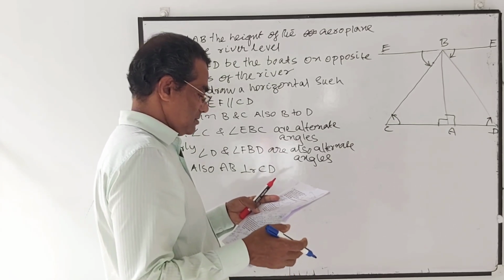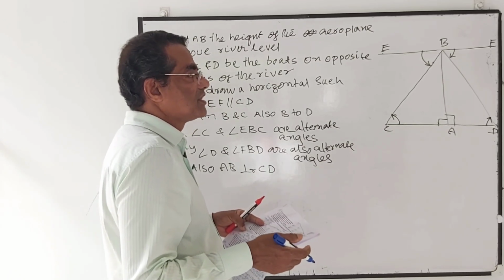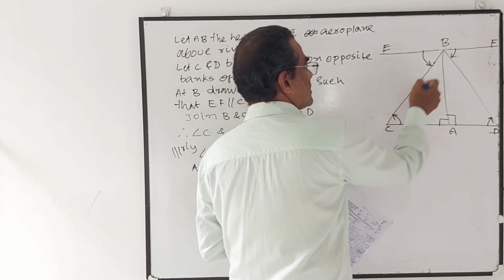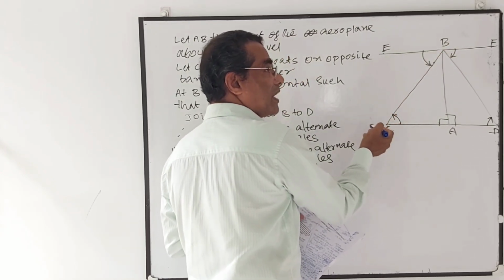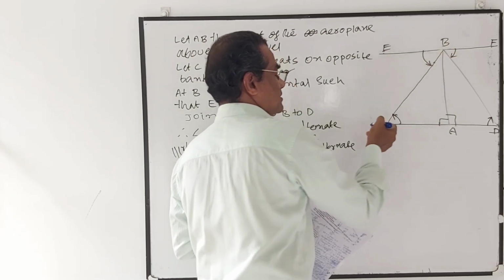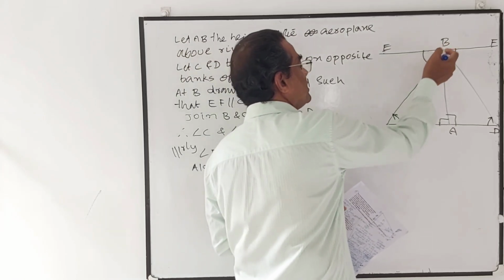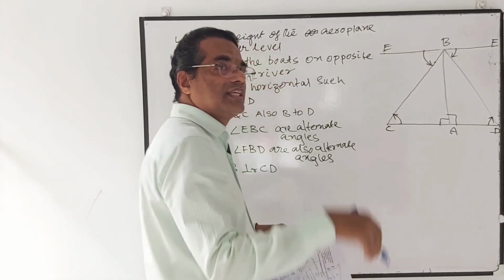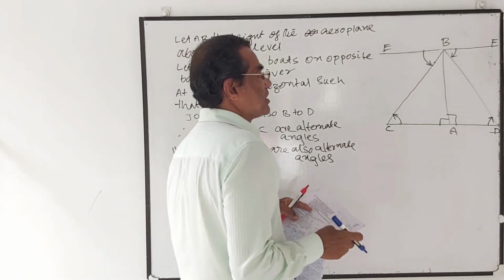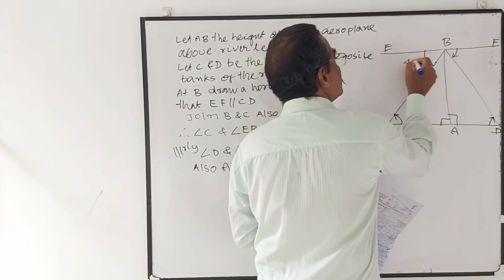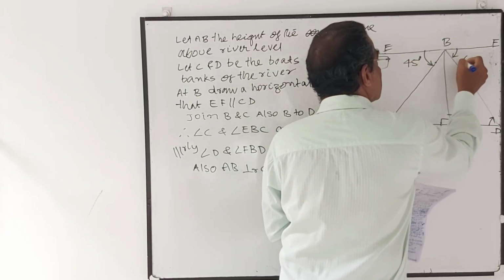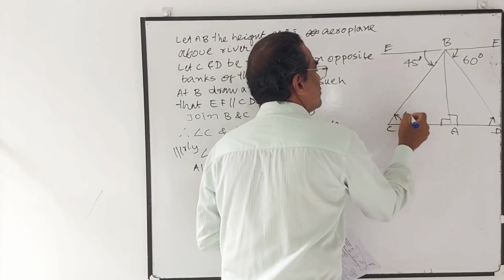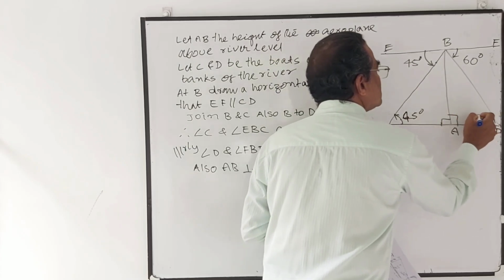Some information is also given, which is the angle of depression. The angle of depression is measured from the horizontal along the line of sight. This is the transversal of the parallel lines, and it is also the line of sight when viewed from B to C. If the angle is below the horizontal, that angle is called the angle of depression. It has been given as 45 degree on one side and 60 degree on the other side. Since alternate angles are equal, this angle will be 45 degree and this will be 60 degree.